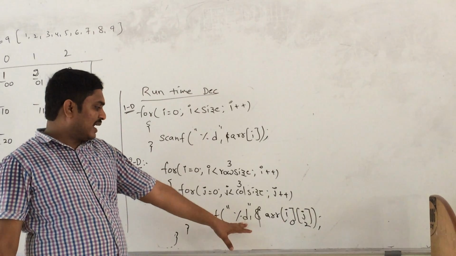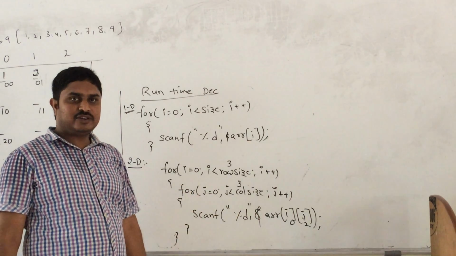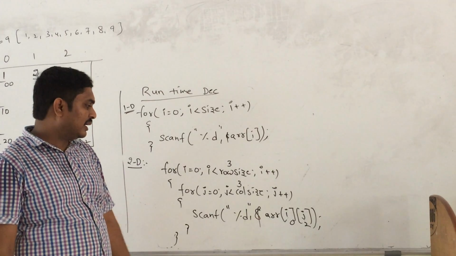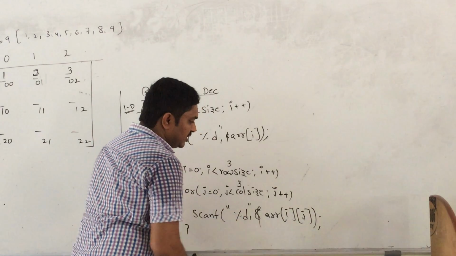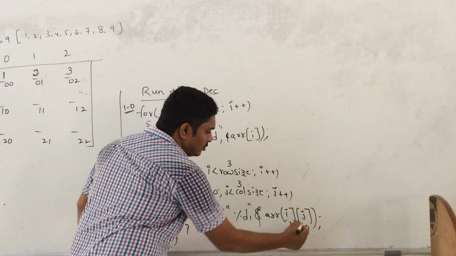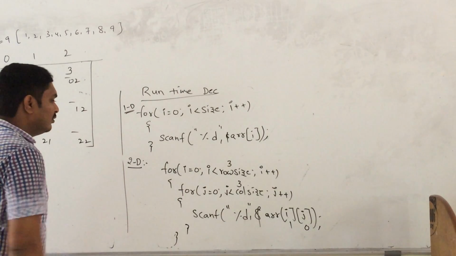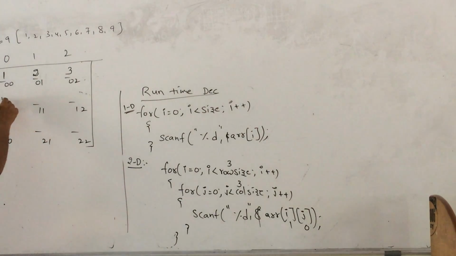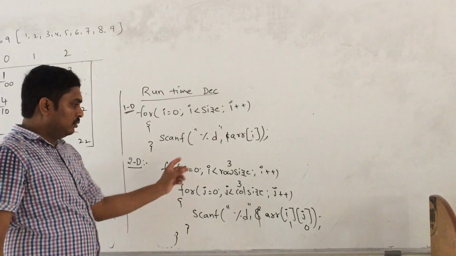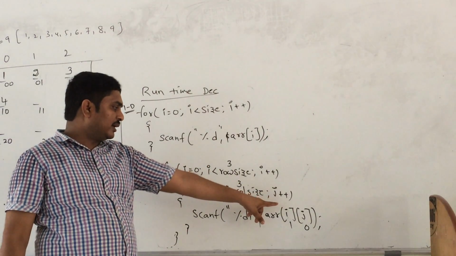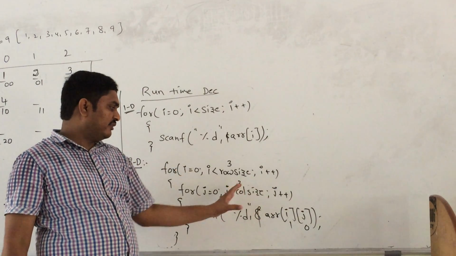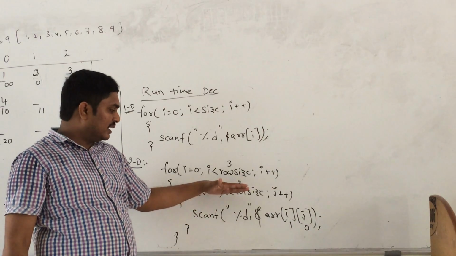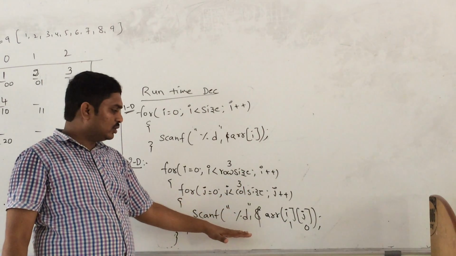That means here scanf %d, and that means we are taking a value from runtime, and it will be stored at array of i, j. Here the i value changed: i value 1 and j value 0. So the element is stored at the 1 0 position. That means here the number 4 is stored at the 1 0 position. After the end of the loop, j will be incremented. That means j value 0, after incrementation it will be 1. 1 less than 3. The condition is true. Then it again enters into the loop.